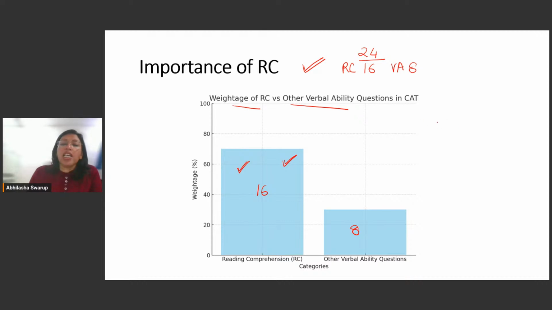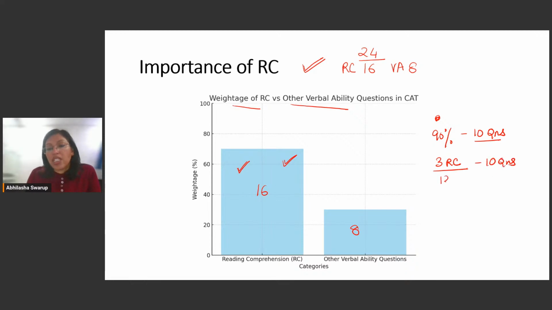Also, if you understand the percentiles required, to get a 90 percentile you only need to do around 10 questions correctly. So if you do 3 RCs, you will be able to do those 10 questions. In fact, you can attempt 12 questions and get 10 right. So if you just do reading comprehension, you will be able to crack your exam, or at least get the minimum score that is required.